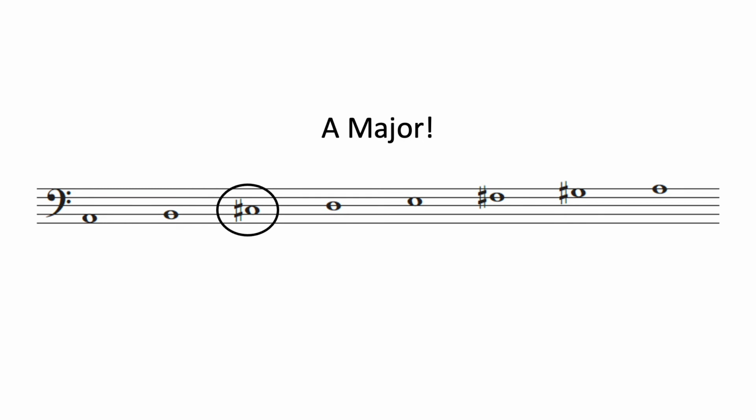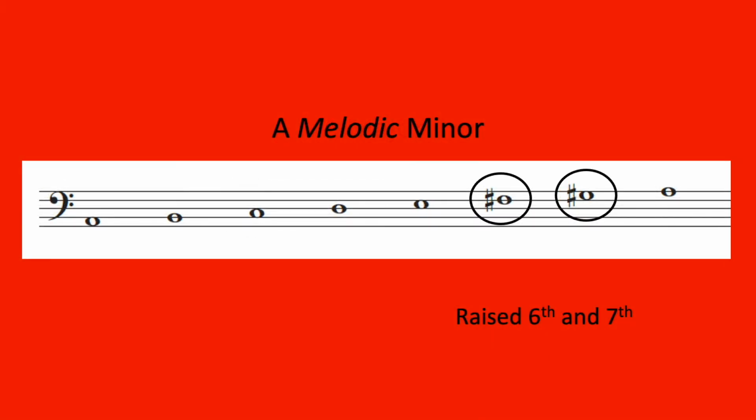Okay, so we have a major third in the A major scale, but we have a minor third. It's lowered a half step for the minor scales. However, this is not the most fascinating or most noticeable thing about the melodic minor. The raised sixth and seventh only happen in the ascending.